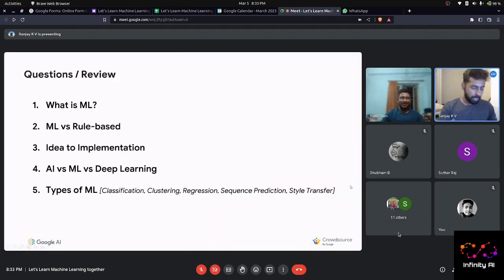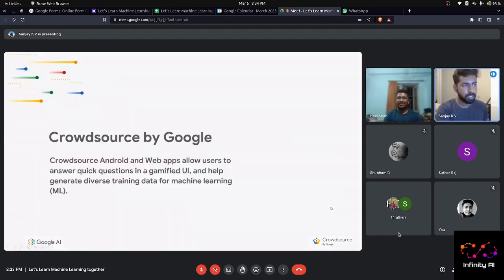So along this 1 hour, you might have learned a basic idea about what machine learning is, rule based, and an idea of how to implement it. How are we implementing it? I showed a demo of that Pepsi can and my candle over there, and the difference between three types of machine learning models, and types of machine learning, like 5 types over here. So that's a beginner track that you can go with for machine learning.